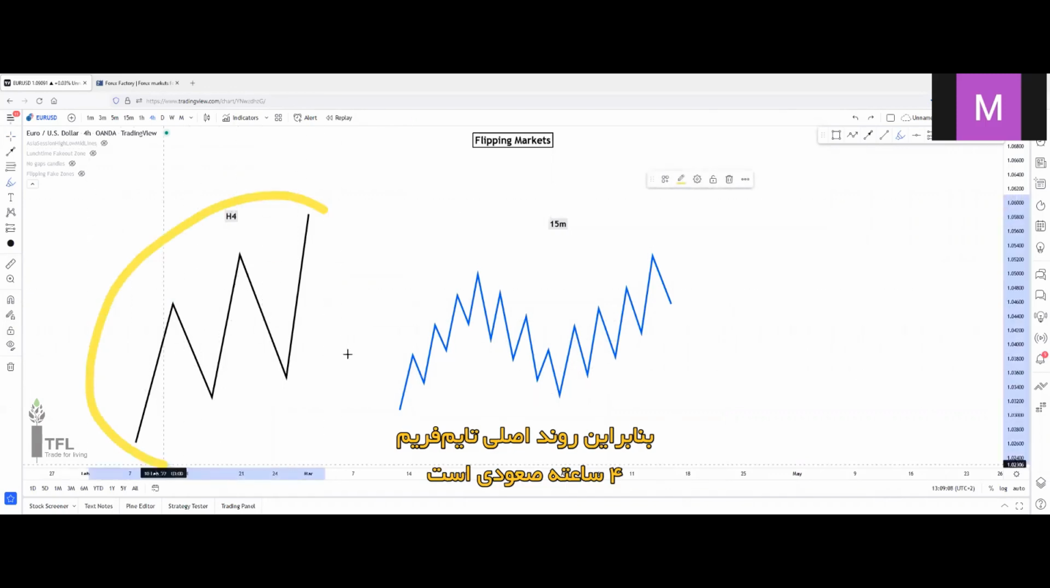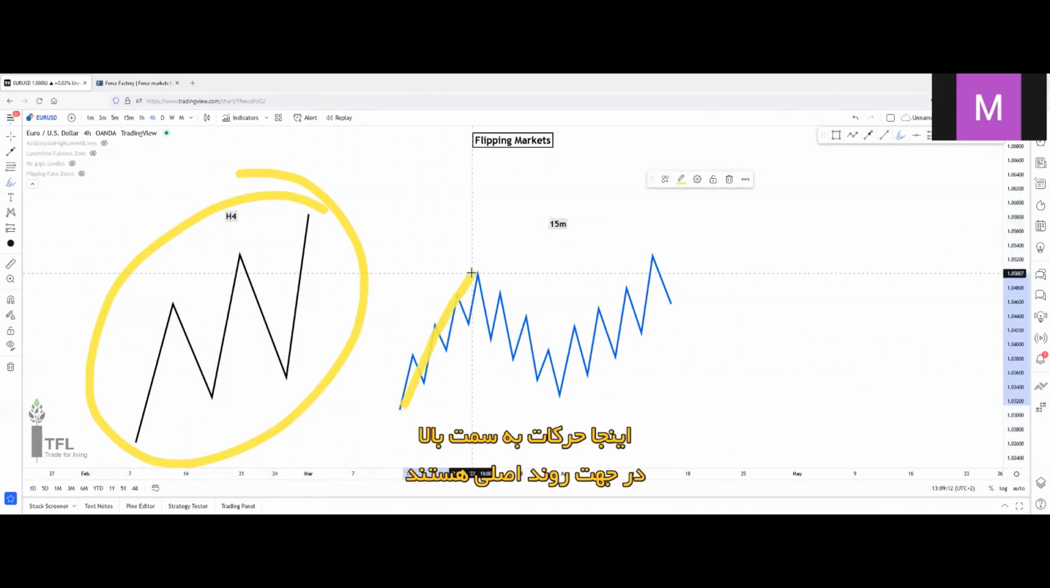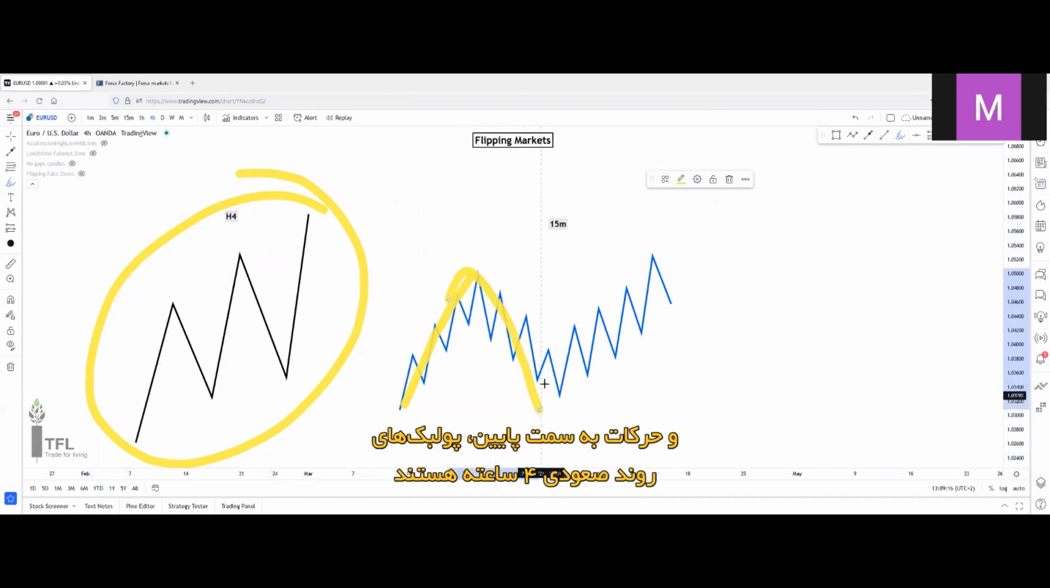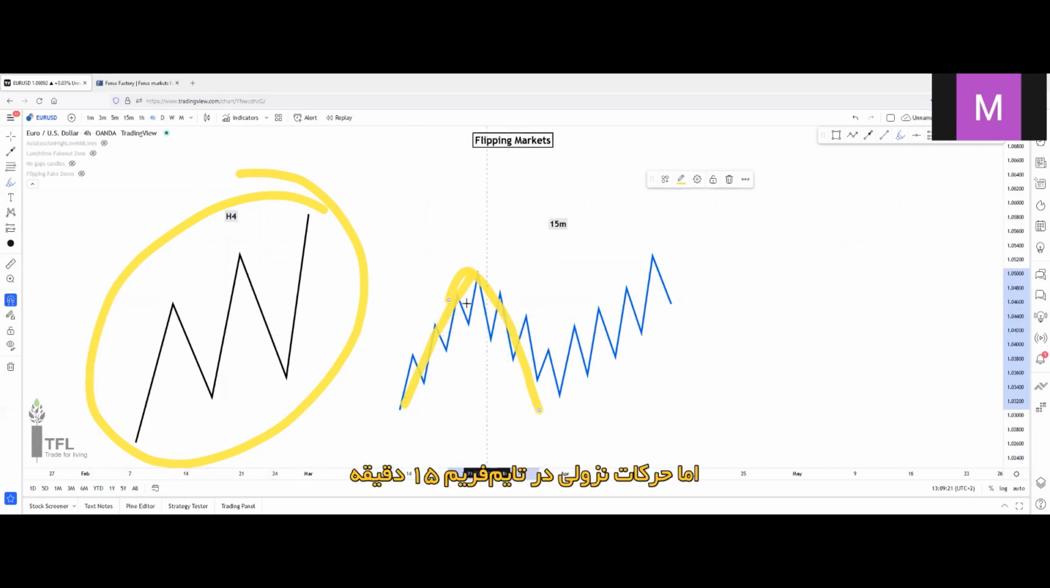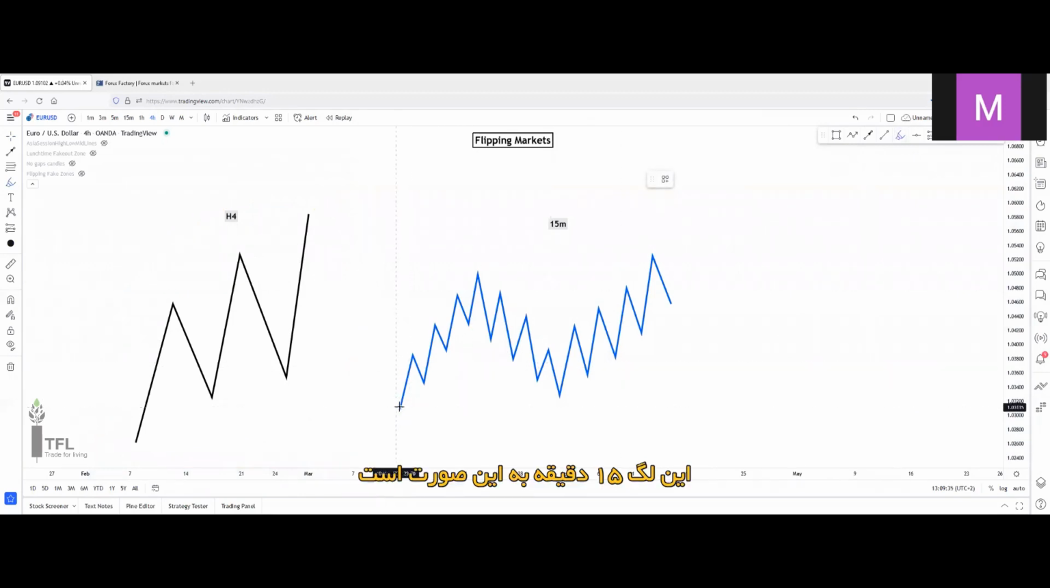So the main trend on the 4-hour chart is bullish. The upside movements are the bullish main trend movements. The downside movements are the pullbacks of the bullish 4-hour trend. But the downside movements on the 15-minute chart can be the 15-minute's own trend. Just take a look at this. On this leg of the 15-minute chart, let me just remove this big circle, the 15-minute leg is like this, right?